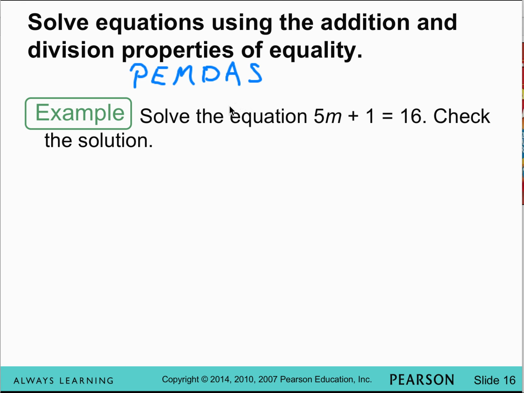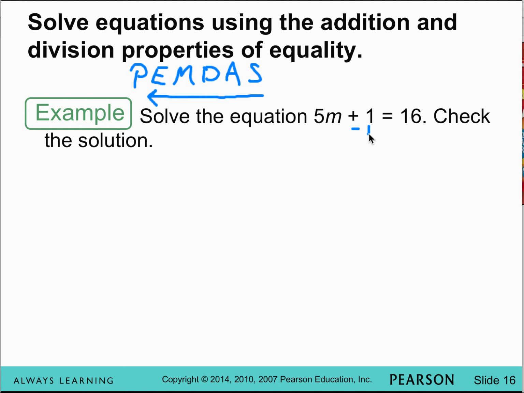To undo then, which I'm trying to undo everything that's been done to that M to leave just a plain M, I need to undo stuff in the opposite order that it's done. I have to undo adding and subtracting before multiplying and dividing. Think about this, when you're getting dressed, you put your shirt on, you put your sweater on, you put your coat on. To get undressed, it's got to be coat first, then sweater, then shirt. So undo adding and subtracting first.